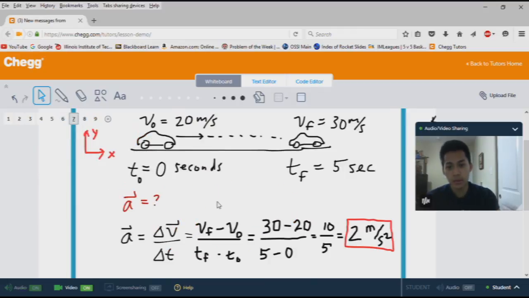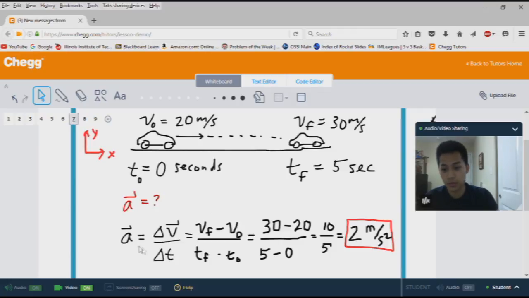Going on, here we have an example of a car. At time 0 seconds, the car is going 20 meters per second. At the final time of 5 seconds, 5 seconds later, it is traveling at 30 meters per second. We want to find what the acceleration is. This is a simple problem. All you have to do is plug it into the equation.